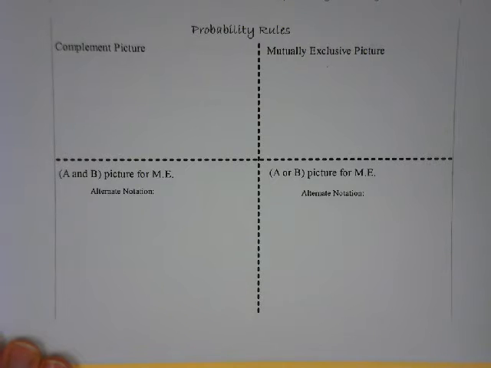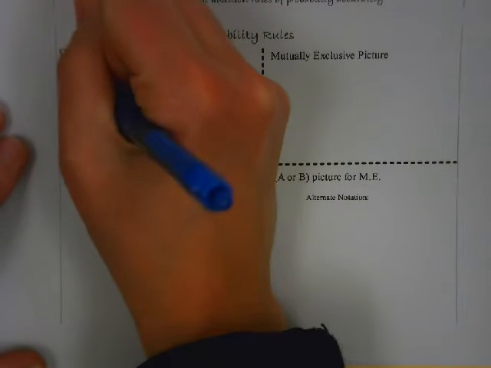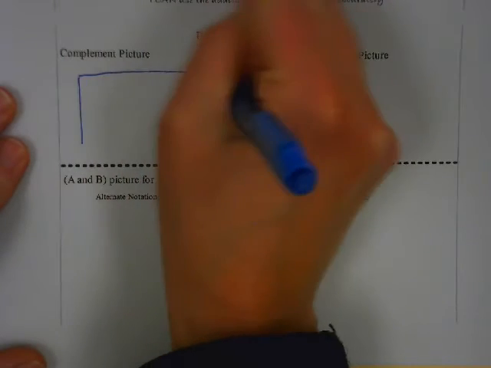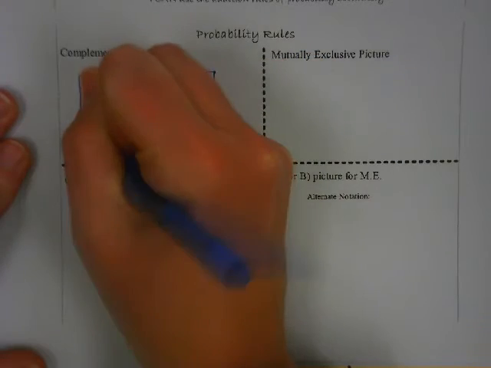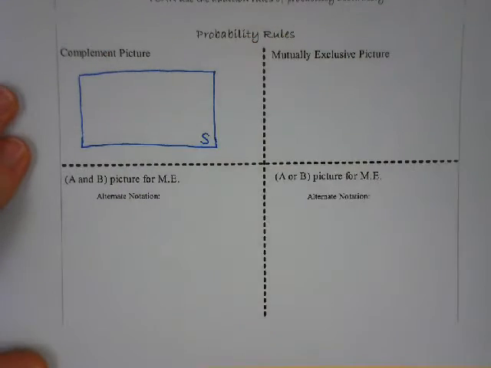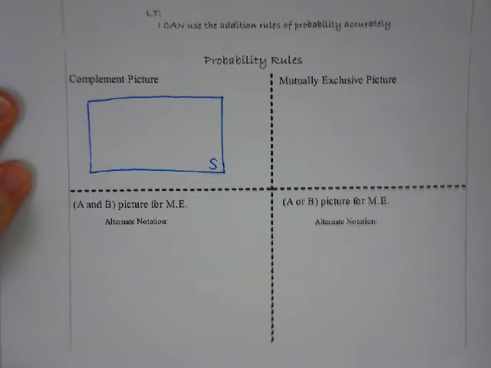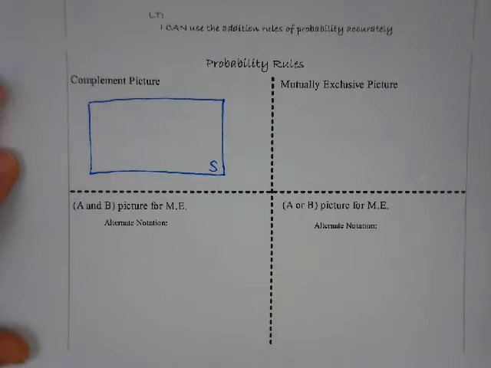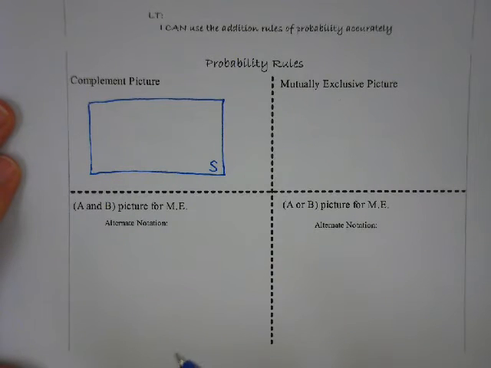So anytime you draw a Venn diagram for probability, you need to put it in a box. And the box represents our sample space. So we label it with an S. Now, something you need to keep in mind, the sample space shows all the possible outcomes. So for these pictures, I'm not going to put actual probabilities in there. I'm just going to use them as visuals.